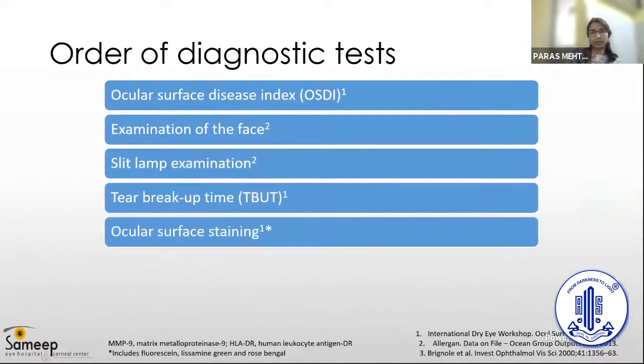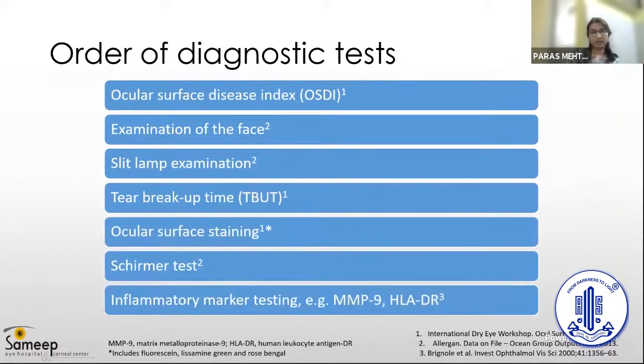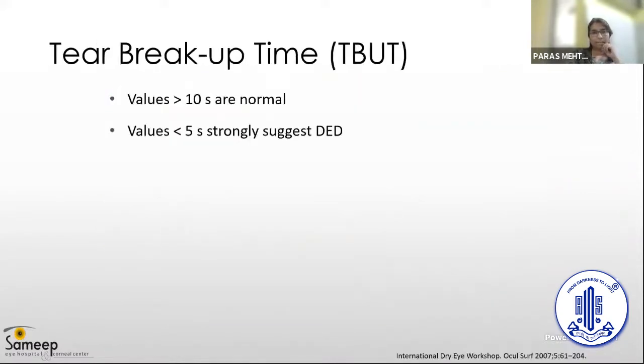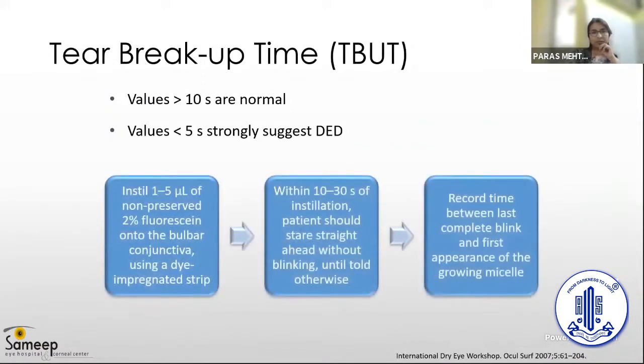We have all these diagnostic tests available, and we know which is to be done first. If time permits, or if you have an optometrist working for you, you can go for the ocular surface disease index, followed by examination of the face, slit lamp examination, and tear breakup time. Next, please. We know the cutoff value of tear breakup time: if it is less than 5, it is significant. Less than 10, it is significant.